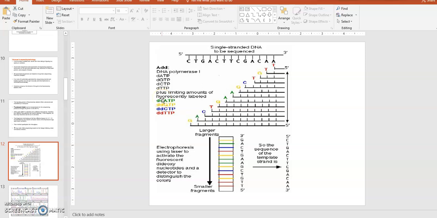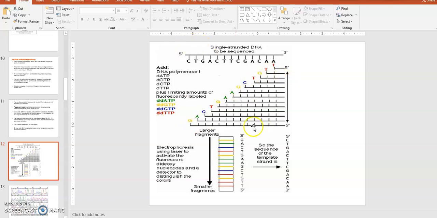It can still work because you're adding enough template DNA, enough DNA nucleotides, and enough dideoxynucleotides, but each dideoxynucleotide is labeled with some kind of fluorescent signal generating molecule. For example here, dideoxy-A is labeled with a green fluorescent molecule, dideoxy-G with a yellow fluorescent molecule, dideoxy-C with blue, and dideoxy-T with red. So 4 different fluorescent signals can differentiate which dideoxynucleotide is added at the end of the replicated product.